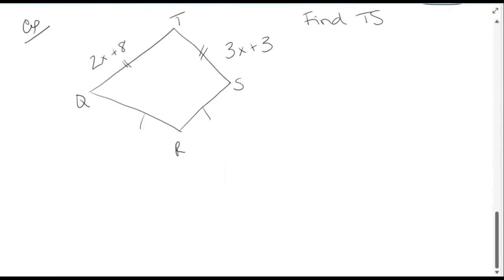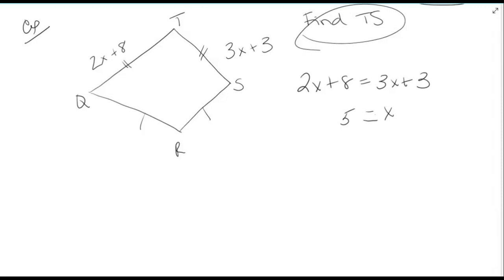All right, let's do one more. So again, matching up congruent sides, it asks us to find the side TS. Well, I know that TS is congruent to QT, meaning 2x plus 8 is equal to 3x plus 3. And then we're going to solve this. Subtracting 3 from both sides, we get x equals 5. But I'm not done yet because it asked me to find TS. So now I got to make the substitution. So 3 times 5 plus 3, and TS is going to be equal to 18.